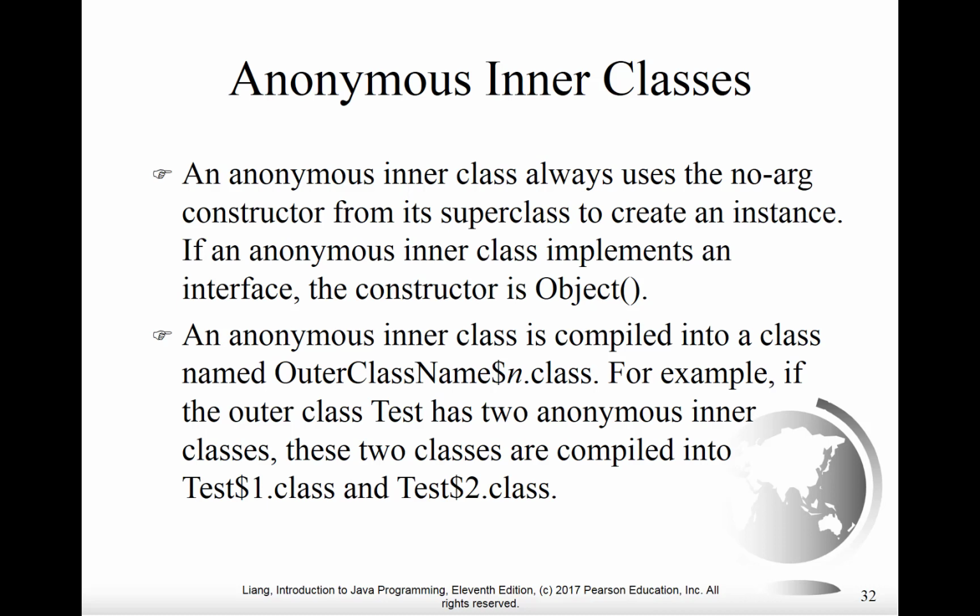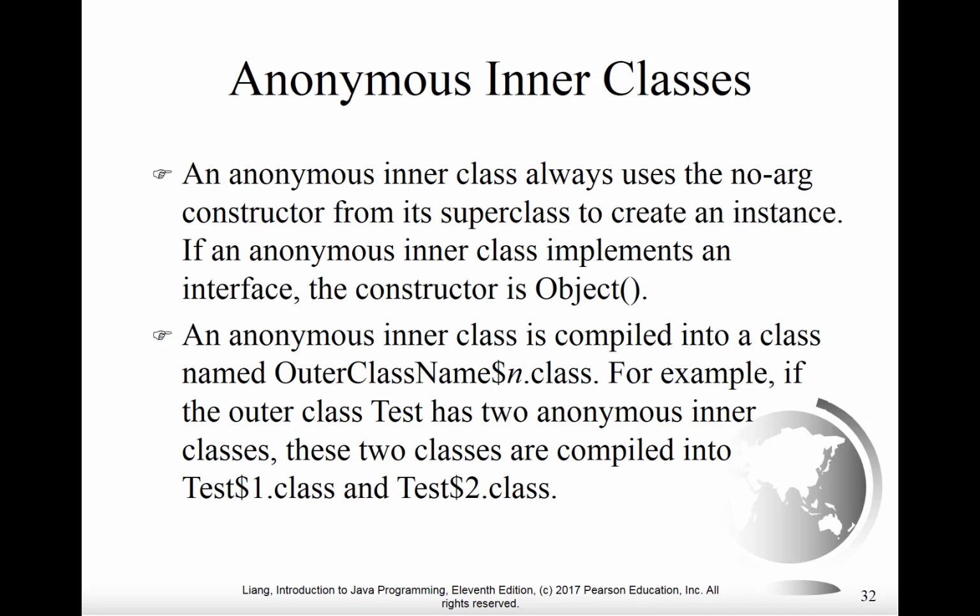Now we've addressed most of those, but there's one more left, and that's what happens to the bytecode. Ultimately, the compiler needs to compile bytecode for our class, even if it has no name. The strategy used is as you see on this slide. We use the naming convention outer class name $ and then n.class, where n is the occurrence of an anonymous class that refers to this one.